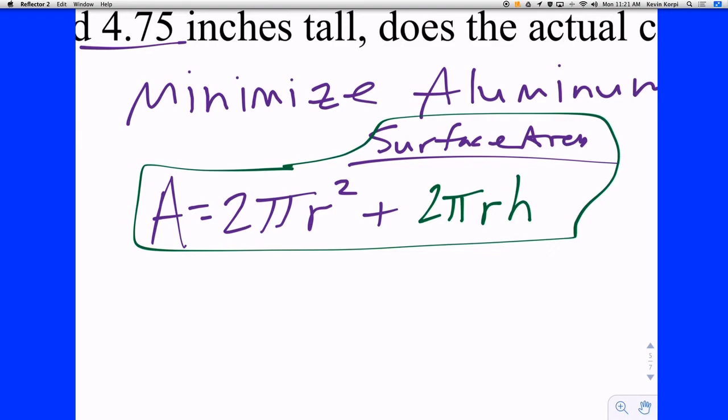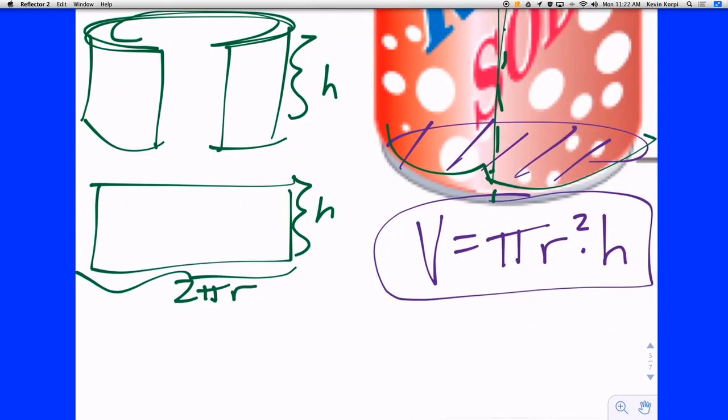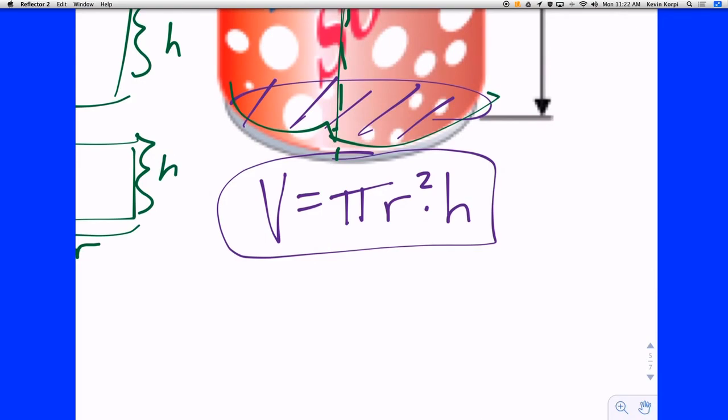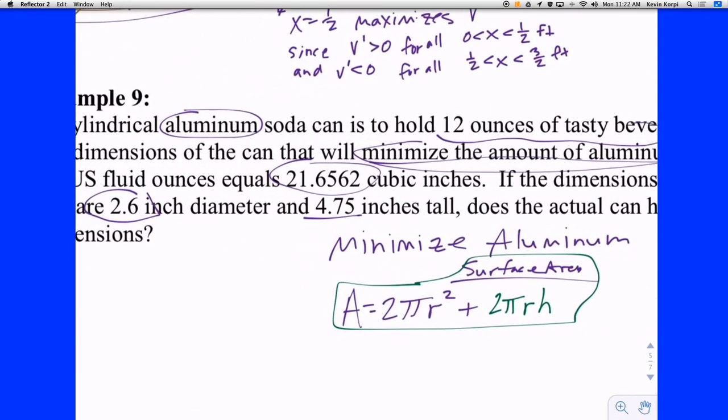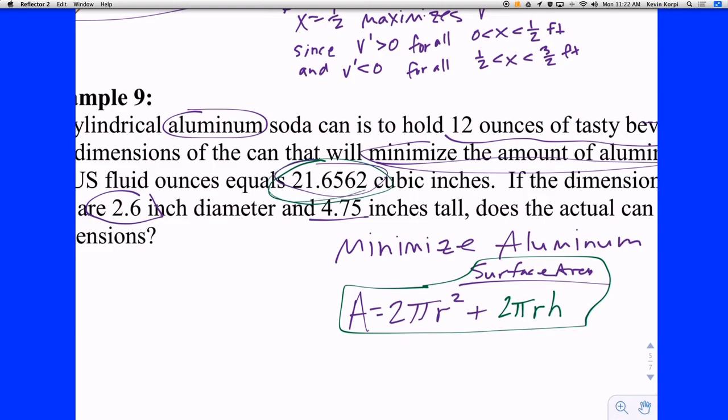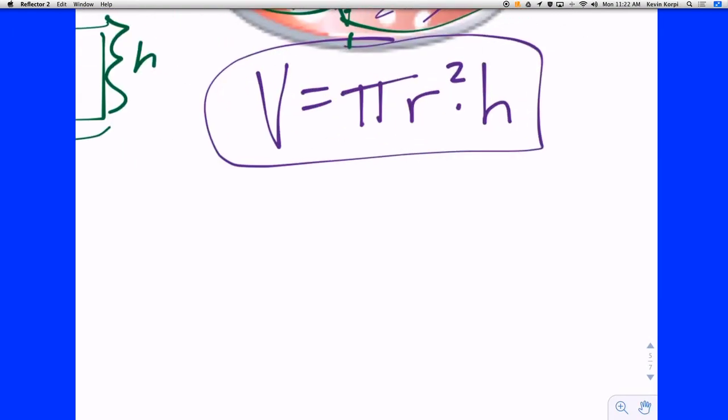All right, now that's the one I'm trying to optimize right there. I'm trying to minimize it. It's currently in terms of both r and h, and I need to get it either in terms of r or h. I'm hoping to keep the r in there and get rid of the h. Would you agree? Just because I don't want to have to plug something in twice and square it. So I like to solve for h on the other one. My constraint is the volume, right? We have determined, or it has been determined, that it has to hold 12 fluid ounces, which is 21.6562.